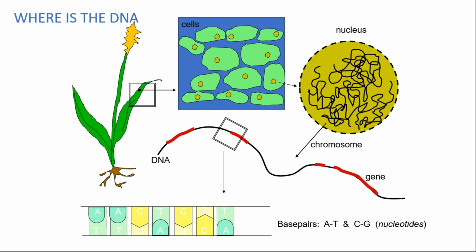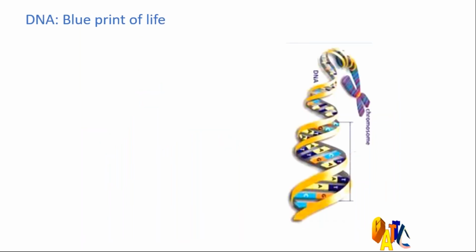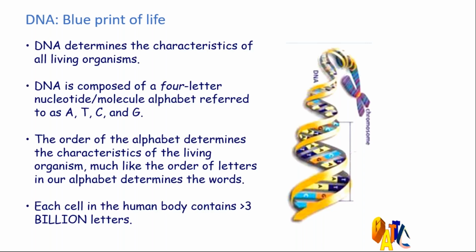And this DNA is nothing but strands of these four alphabets, A, T, C, G. That is the nucleotides or the base pairs that we call them. So we all know that DNA is the blueprint of life and that it determines the characteristics of all living organisms. Like, you know, a cat is a cat and a dog is a dog. So a cat cannot give birth to a dog and neither can a dog give birth to a cat. So it determines the characteristic of every living organism.